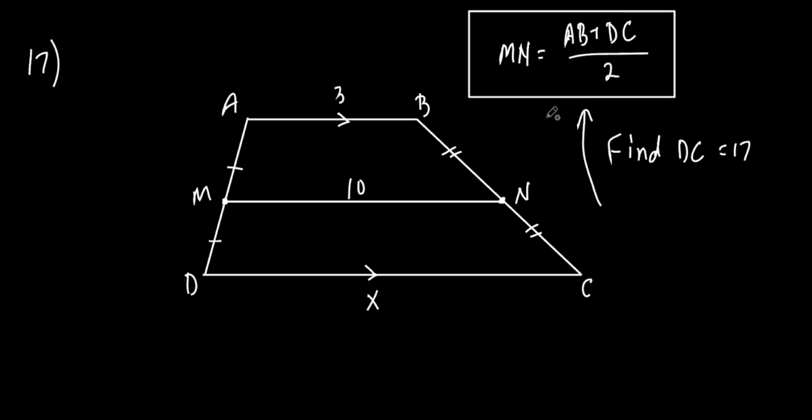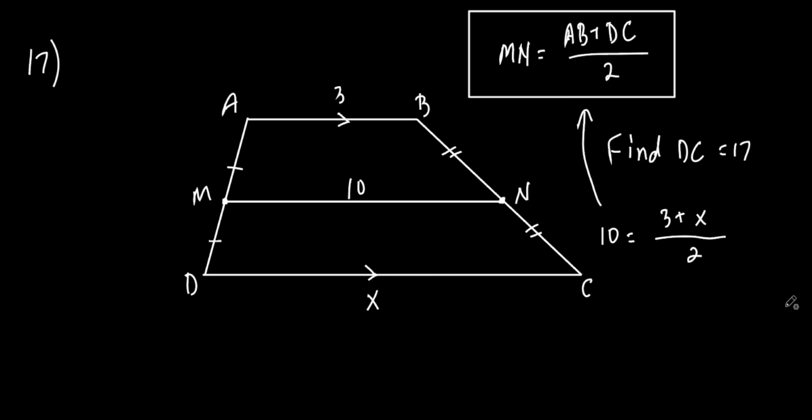Do I know MN? Yeah, it's 10. So I put a 10 in for MN equals, put that over 2. AB, do I know AB? Sure, I know it's 3 plus DC. Do I know DC? Nope. What do I call it just to make my math a little easier? Just call it X. And now I can solve for X here. Everybody see what I did? I used my little formula, plugged in the stuff that they told me, and now I can do it.